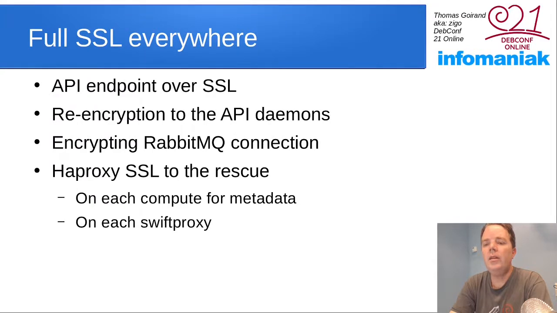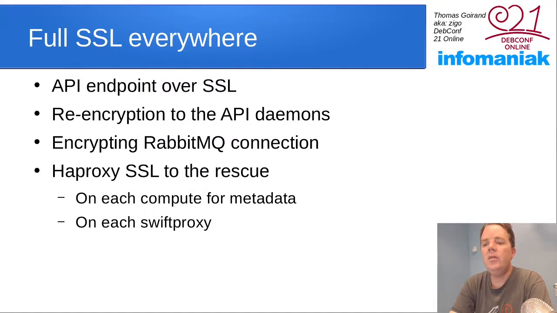Another thing that's nice with OCI is that there is full SSL everywhere. Not only from the user's point of view, but also from the administrator point of view. Of course, you're not supposed to have the management network exposed to the outside. However, it's always best to make sure that everything is SSL encrypted. So the API endpoint is over SSL, but it also re-encrypts any connection to the VIP to the different API daemons that OpenStack is composed of.